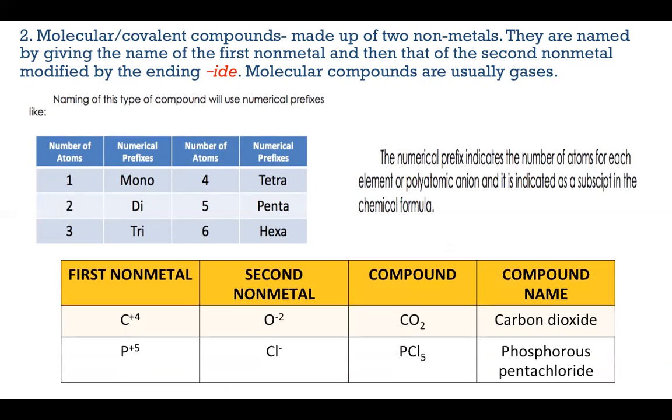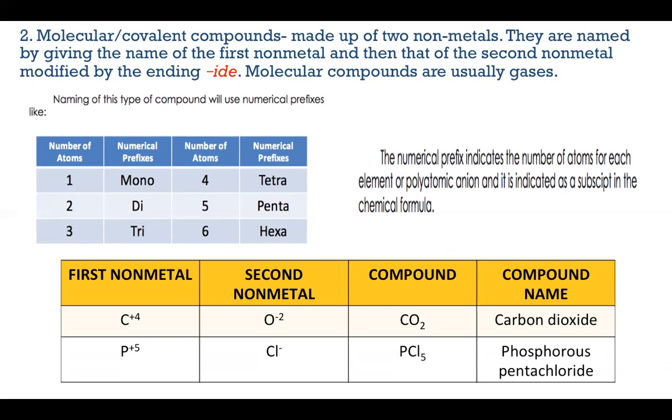Example, ang first non-metal is carbon, positive 4. You have second non-metal, oxygen. So after cross, you have CO2. Why? Because you have to reduce into lowest term. So pwede na siya maging dalawa. Dalawa na lang out of 4. Yung atom received from carbon.